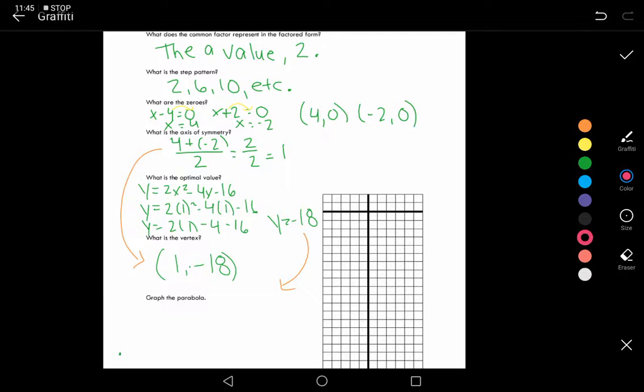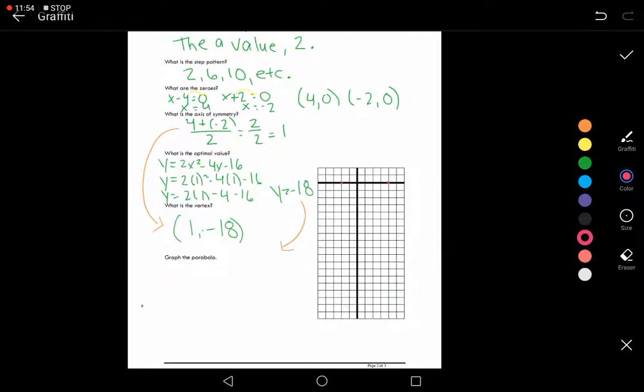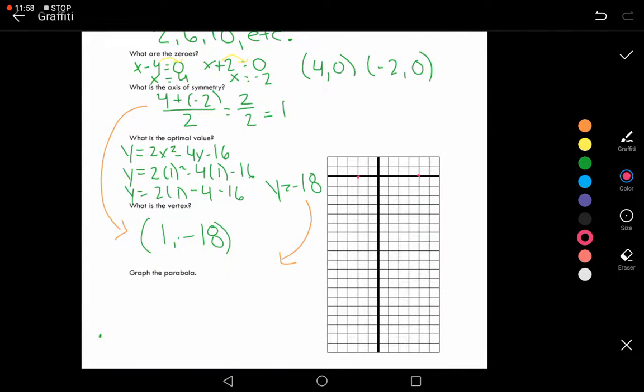So we had zeros at 4 and negative 2. So negative 2 would be here, and then 1, 2, 3, 4 would be there. Okay, the next thing we have to graph is our vertex. So our vertex is at 1, negative 18. So I've already counted these down. I believe that there's 19 squares, so negative 18 would be there. Okay, and you can check that if you'd like.